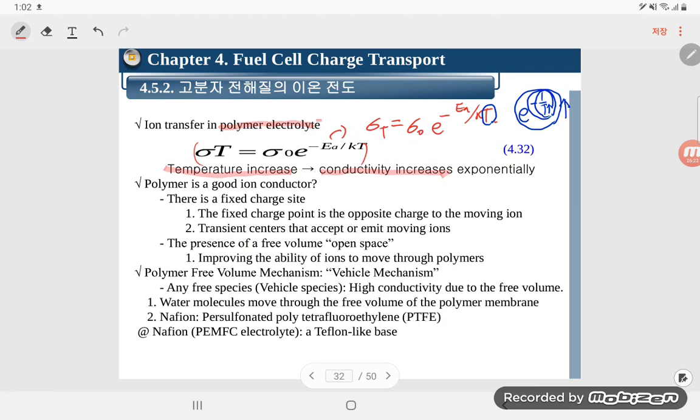Then the polymer is a good ion conductor. There are two functions a polymer must have to work as an electrolyte. There should be a fixed charge site.